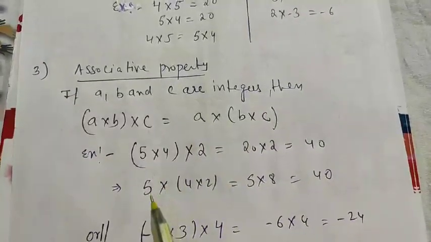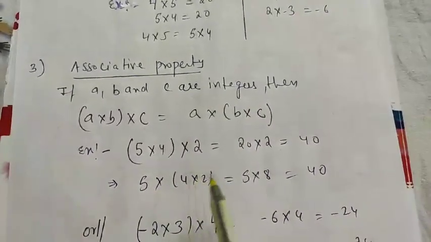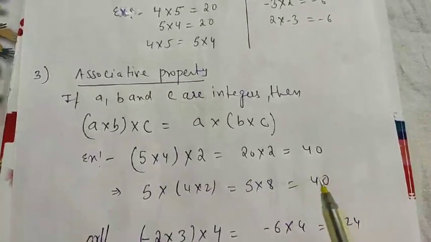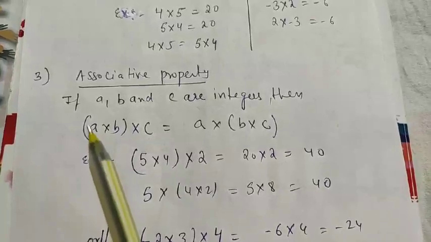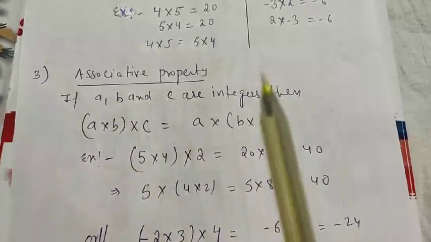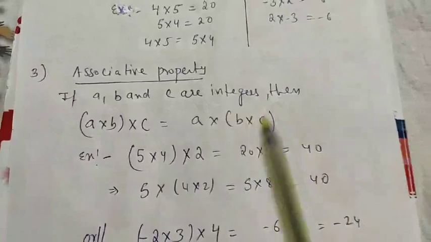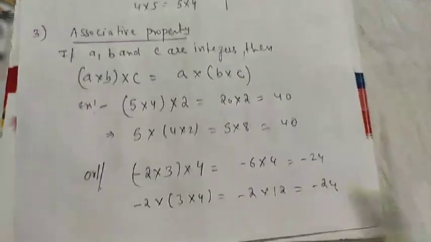Or I can write it this way, 5 into 4 into 2 means we have to multiply 4 into 2 first. So 5 into 8, and the answer is coming 40. That means a into b first, into c, is the same as a into b into c.